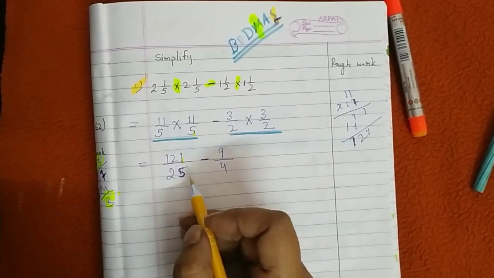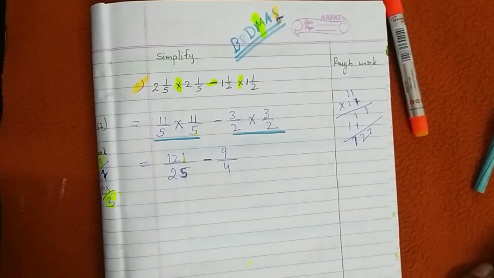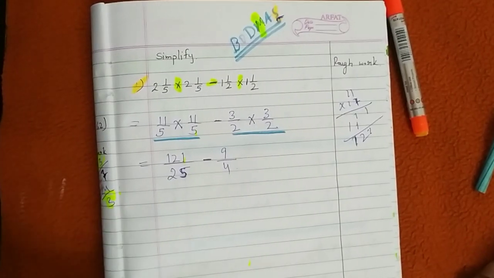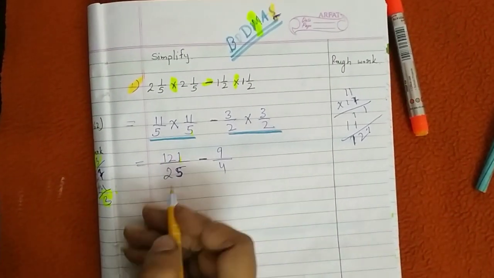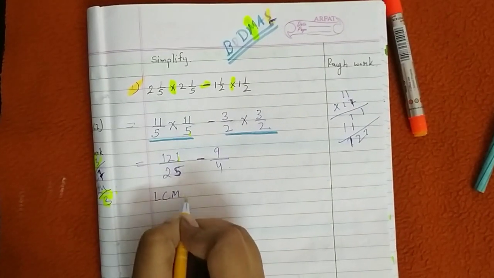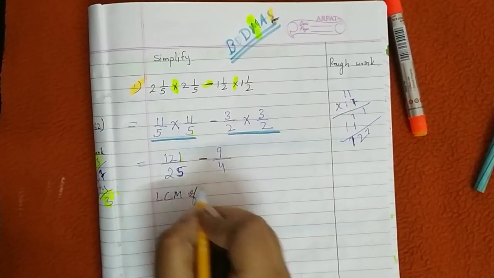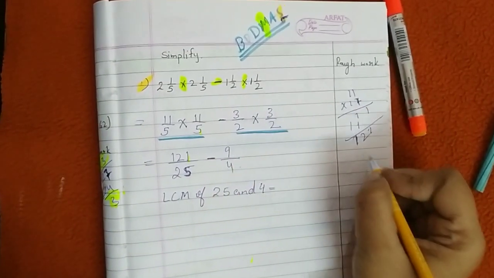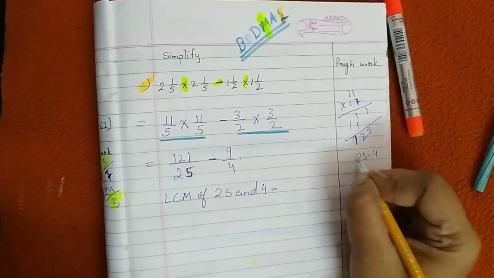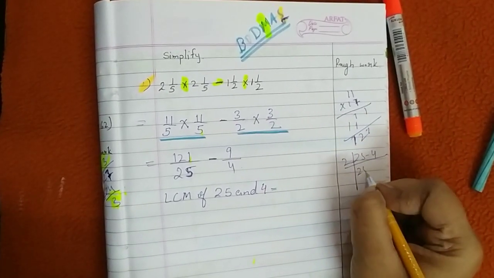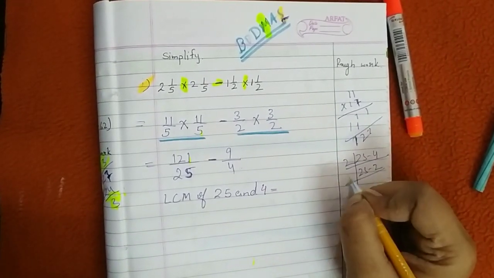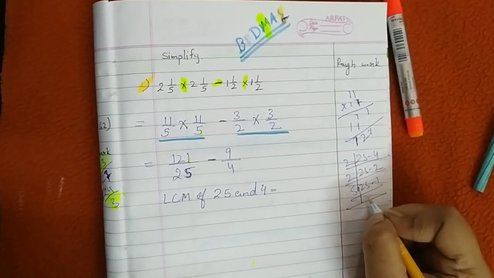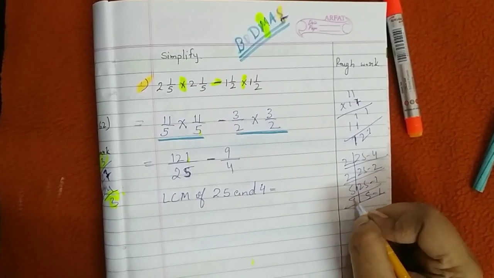Now, if unlike fractions are there, then how are we going to subtract or add? By taking the LCM of denominators. So, take out the LCM of denominator 25 and denominator 4. Just take it out. 25, 4. How many times? 2. 25 as it is, 4 will be 2. Then again 2, 25, 1. Then 5, 5s are 1. Then 1 more time 5.